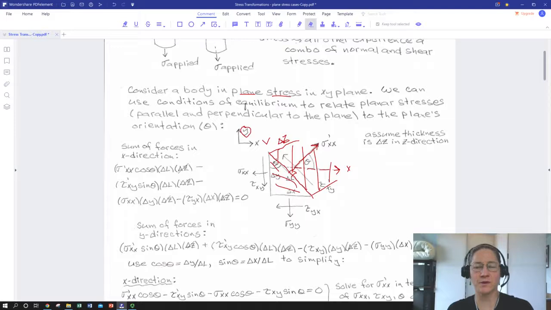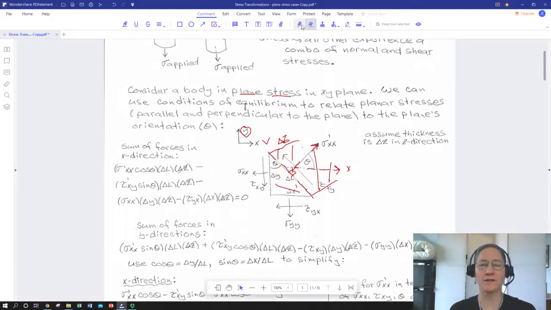Now I'll go erase what I just did because it's making it kind of busy. I'm going to try to erase what I just did. And while I try to erase, we'll just keep going with our derivation. We've got a little bit of a delay with the computer here, with our Wondershare annotation.